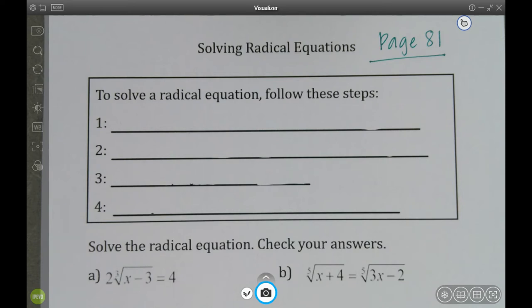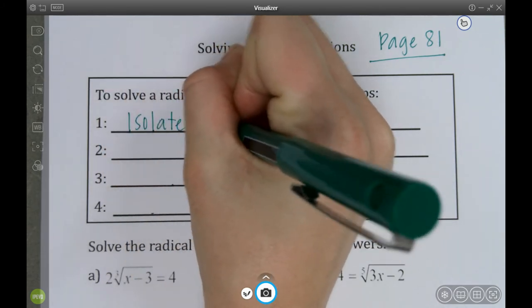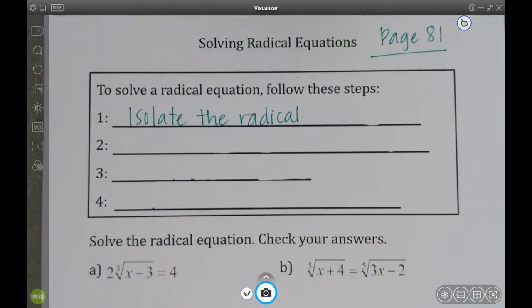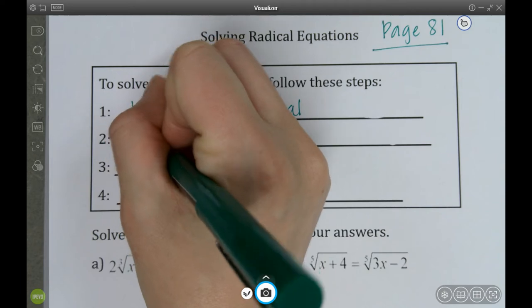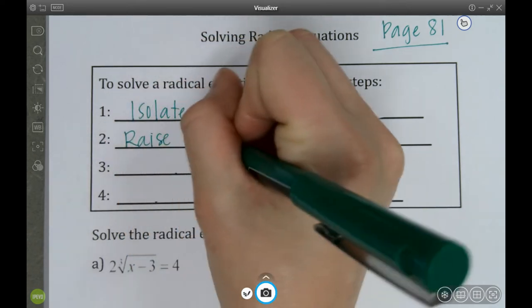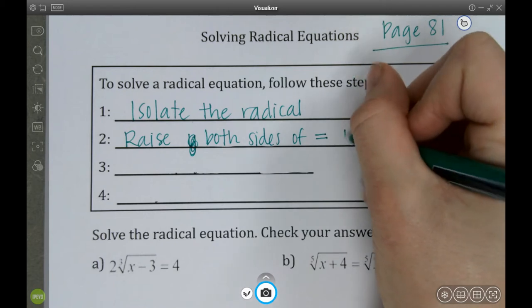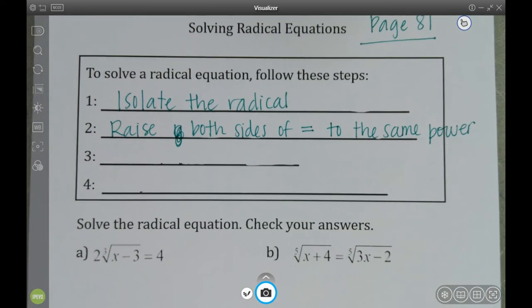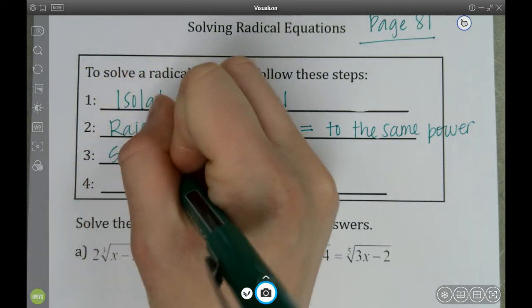To solve a radical equation, the first step we're going to do is isolate the radical. Then you're going to raise both sides of the equation to the same power. And you're going to solve the polynomial equation.